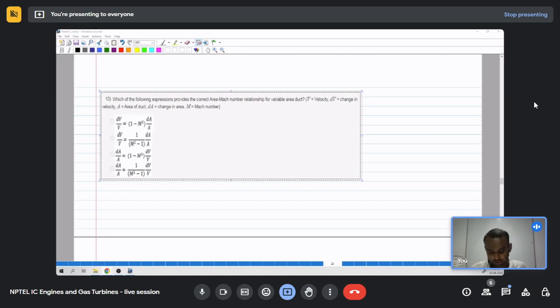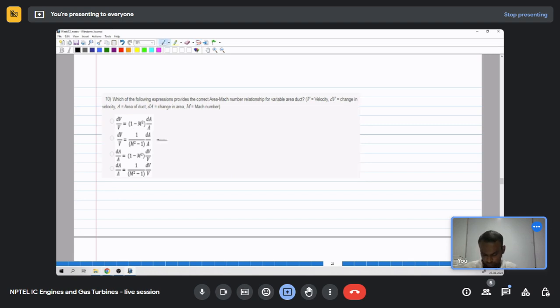Which of the following expression provides the correct area Mach number relationship for variable area duct? Sir, option B. Option B is right. Isn't it option C?